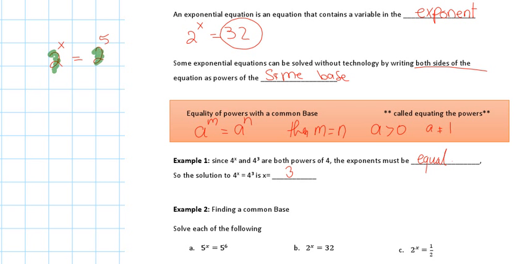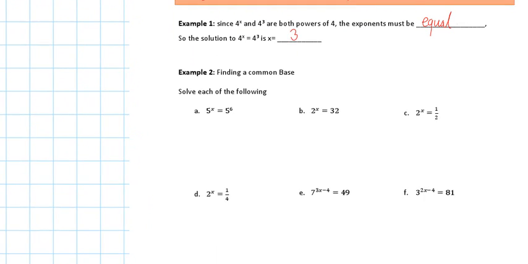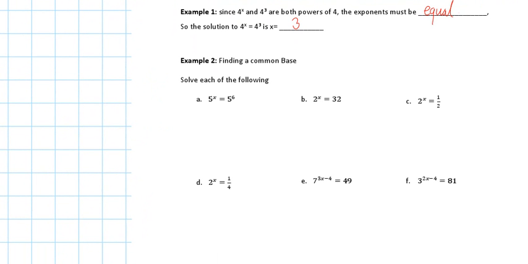So, sometimes it's easy, sometimes they're hard. It's not always easy. So for the first one, if I have 5 to the power of x equals 5 to the power of 6, what would my x equal to? x equals 6. Easy.